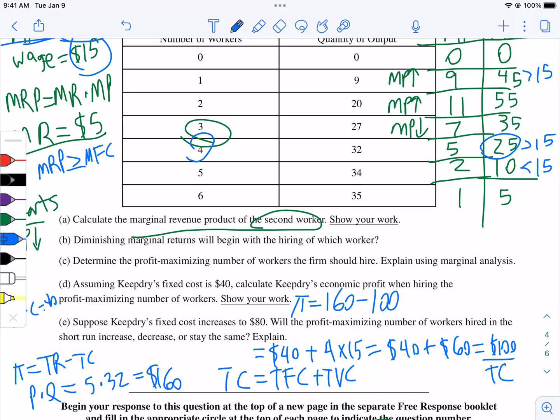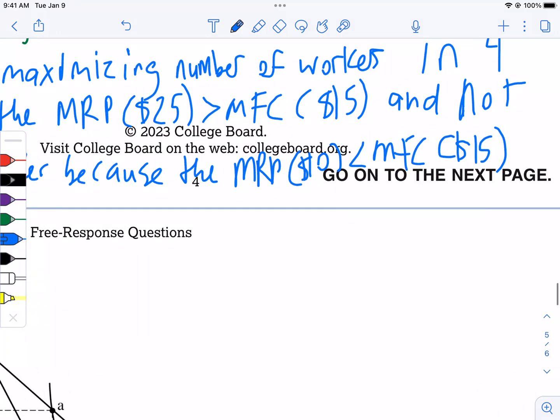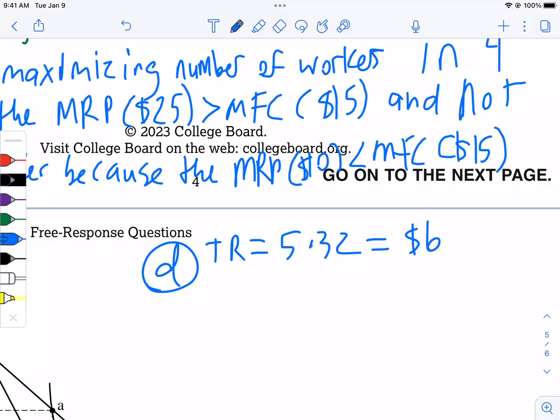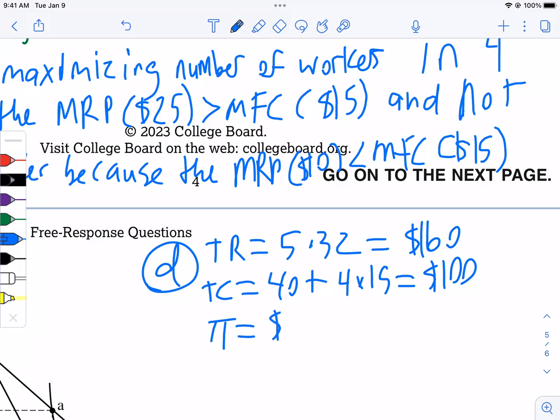All we're doing is price times quantity. Price is 5. Quantity is 32 because you're hiring 4 workers. And total cost is going to be fixed cost, which is 40, plus the variable cost, which is 4 workers, and you pay them the wage. So 4 times 15. If you add that together, that's going to be 100. Now, your profit would be equal to $60. So for the answer on part D, you would say that total revenue equals 5 times 32, which is 160. Total cost equals 40 plus 4 times 15, which is 100. So profit is equal to 160 minus 100, which is equal to 60.